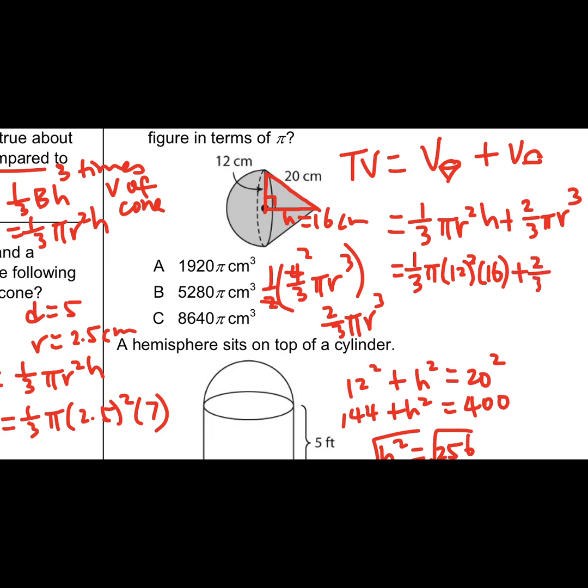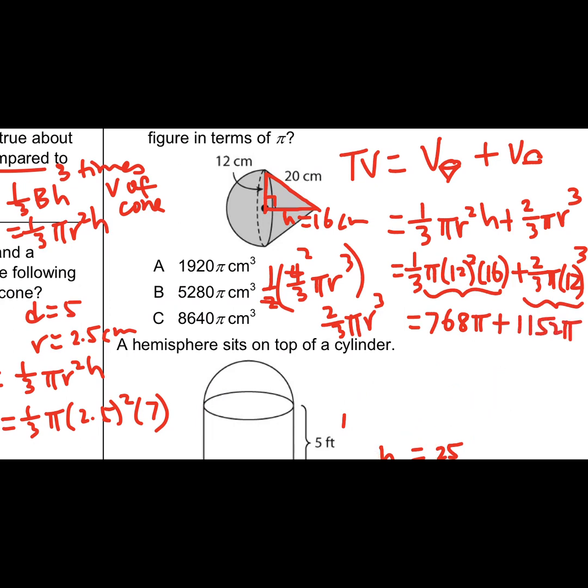And then 2/3 pi radius, once again, is 12. Cube that. Doing the math all together here should give me a reduced answer of 768 pi. And then over here is 1152 pi. Adding them together should give me a total of 1920 pi, and that is cubic centimeters. And that's answer choice A.